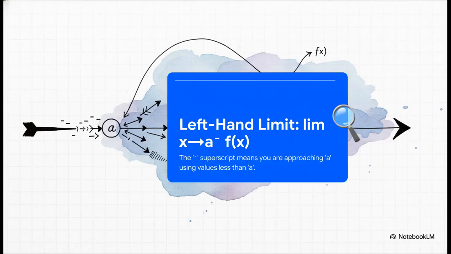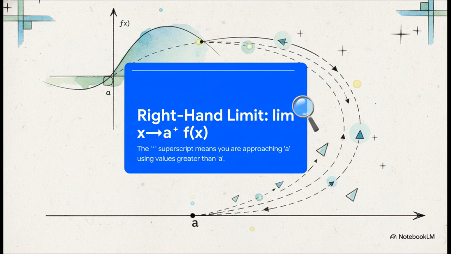Now, the notation here is absolutely key. When you see that tiny little superscript minus sign sitting next to the A, it does not mean it's a negative number. Nope. Think of it like a directional signal. It's telling you, hey, we are approaching A strictly from the left, using values smaller than A. And yeah, you've probably guessed it. The little plus sign means we're doing the same thing, but approaching from the right, using values that are always bigger than A. Getting this notation down is really the first big step to mastering this whole concept.